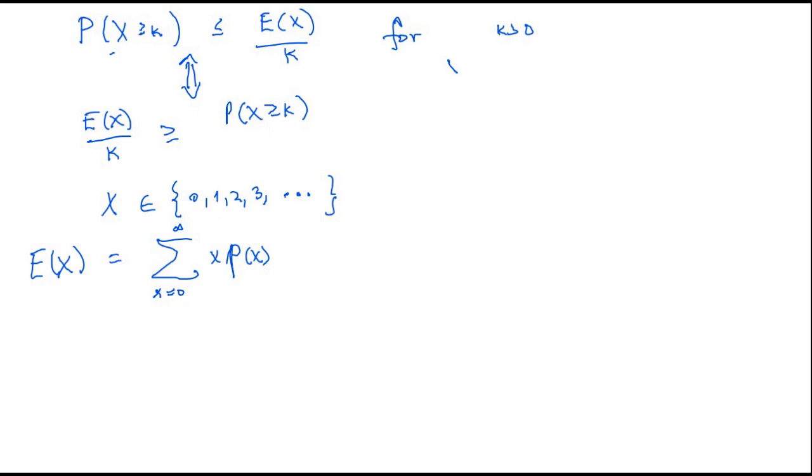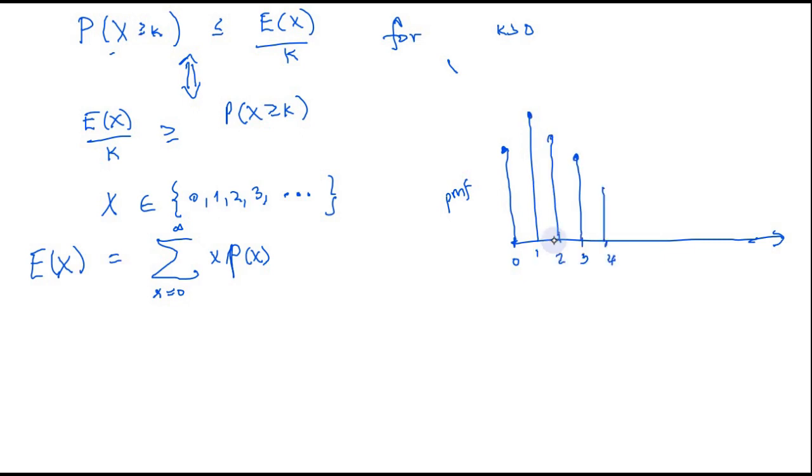Maybe it's simpler to have a toy example on the side so that it helps with understanding how we proceed in proving this theorem. Let's say we have a probability mass at 0, a probability mass at 1, at 2, at 3, at 4, and so on. To make things even simpler, let's take the constant k equal to 2.